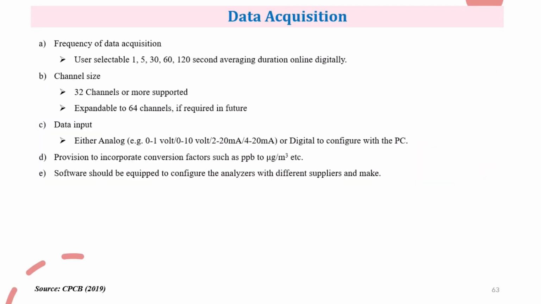The data acquisition frequency can be set as required, ranging from 1 to 120 seconds. The system should be expandable, capable of accommodating up to 64 sensors or instrument data lines in the future. Additionally, an onboard or on-air control data acquisition facility should be incorporated for efficient operation.